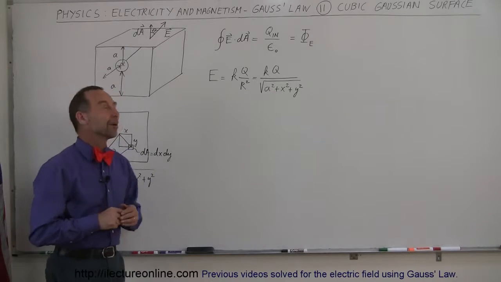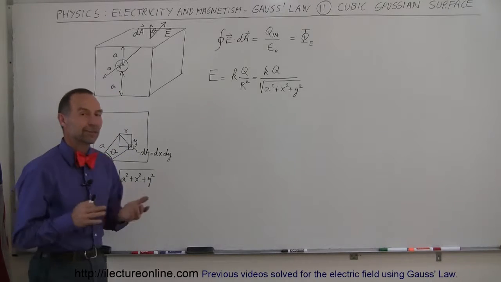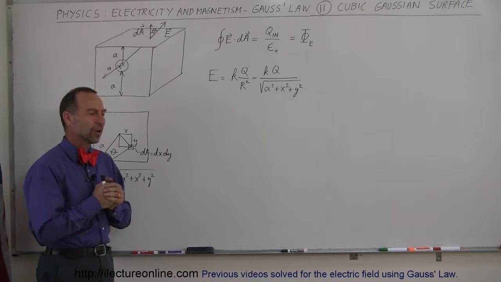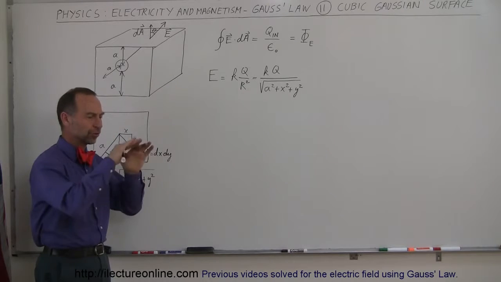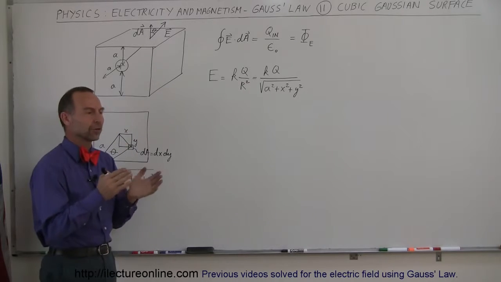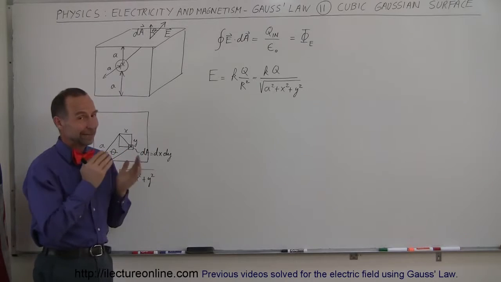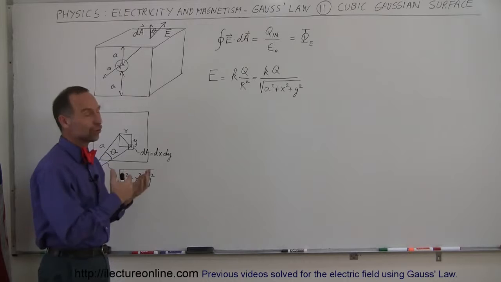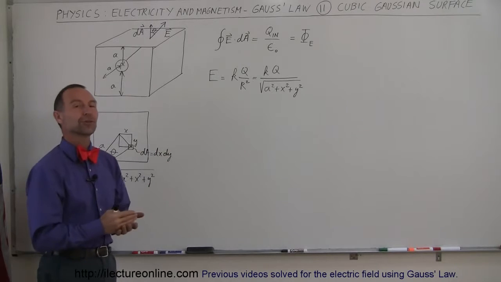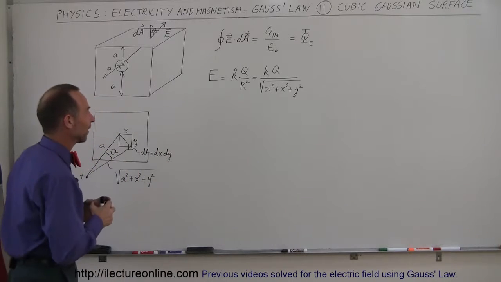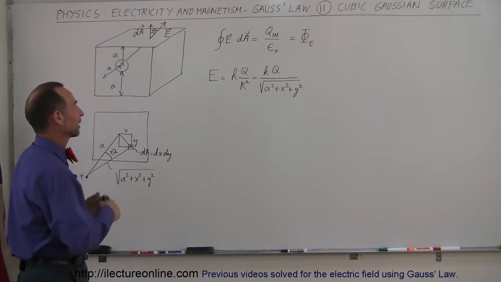Welcome to Lecture Online, and now we're going to take a look at Gauss's law in a different way. A lot of my students always ask, why do we have to put spherical or cylindrical Gaussian surfaces around our charges? Why can't we just put a cube around our charges? This video is made to let you know why you shouldn't try to put cubic Gaussian surfaces around charges to find the electric field strength at a particular distance.